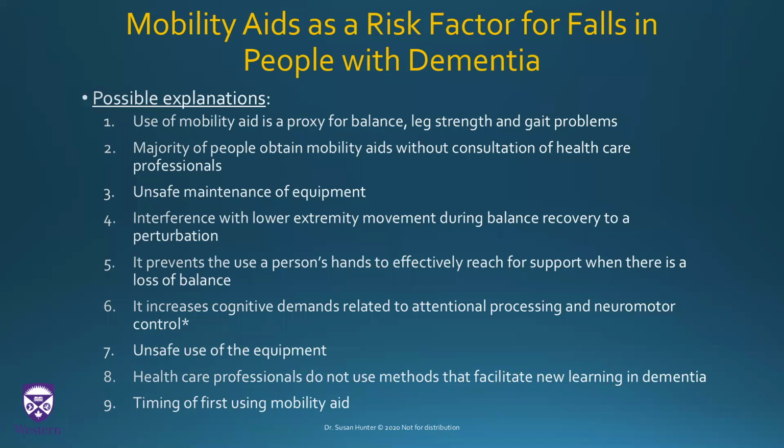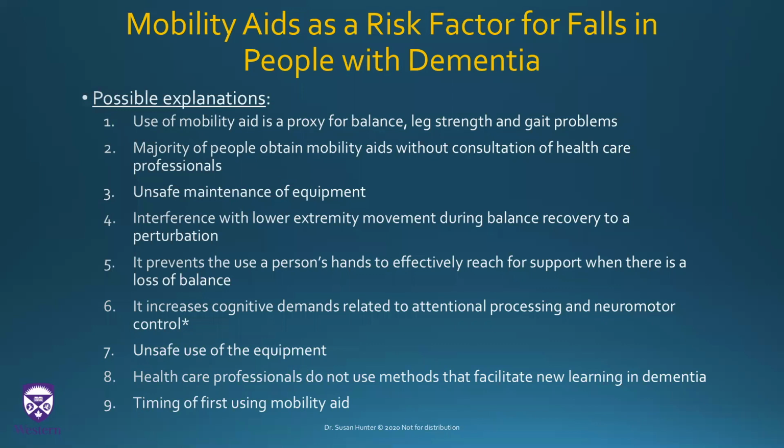Number 5 is rather interesting in that we know that the use of walkers prevents people's hands from effectively reaching for support when there's a loss of balance. And it seems that all of us, regardless of age, even if we're young, healthy adults, if we are holding on to something and we lose our balance, we are likely to continue to hold on to whatever we had in our hands rather than let go and reach for something else. So we don't have the luxury of being able to reach for that extra bit of support.